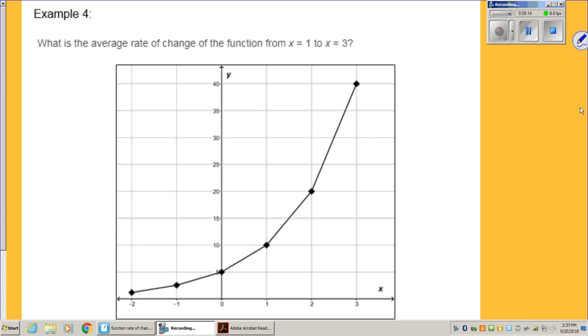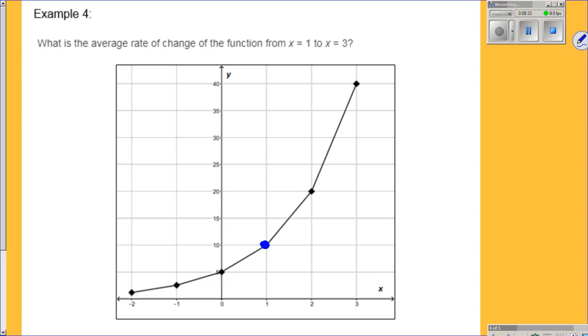Okay, example 4, we're going to take one more look at a graph. Notice it asks us to find the average rate of change of the function from x equals 1 to x equals 3. So you want to go over on the x-axis to positive 1 and follow this up to the point. This point is located at (1, 10). Okay, we're looking at the average rate of change when x equals 3. So we're going to follow the x-axis over to positive 3. Follow this up to your point on the function. This point is located at (3, 40).